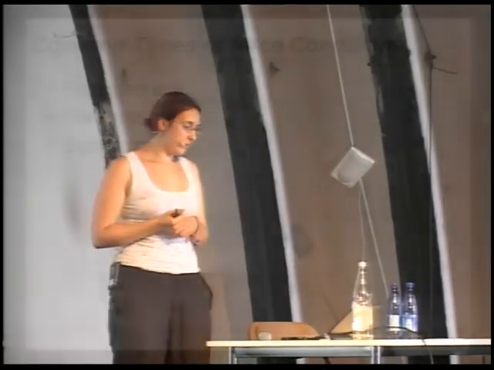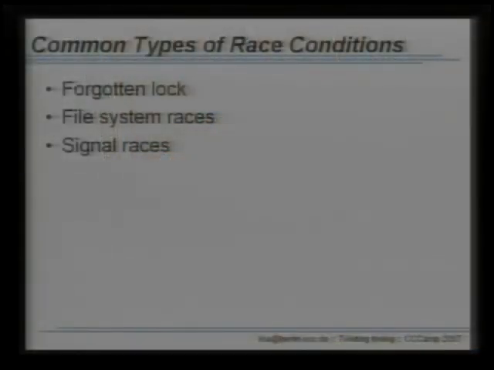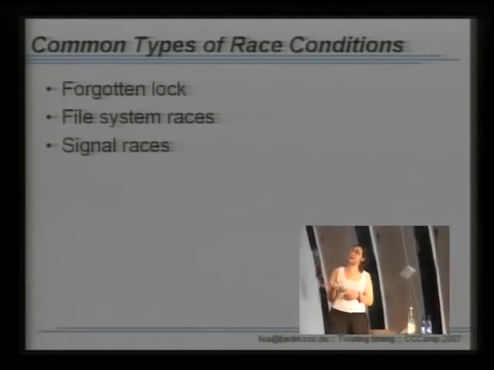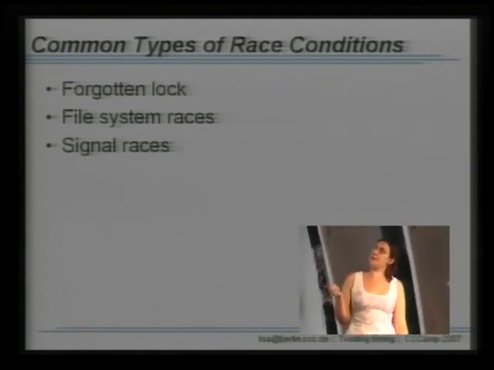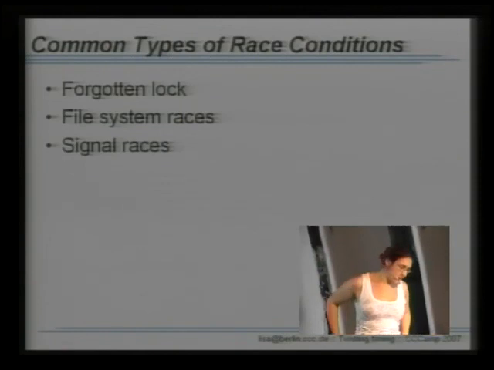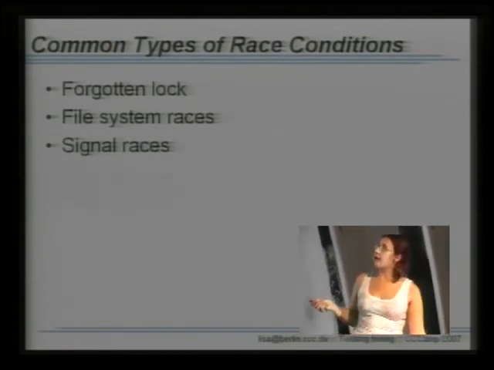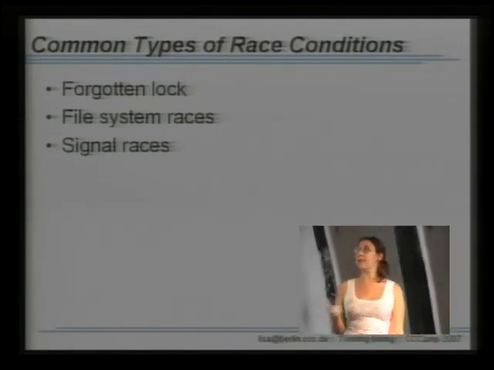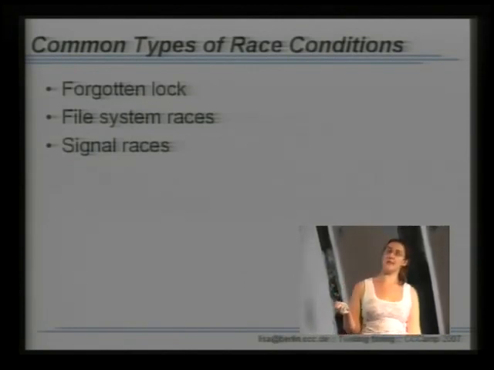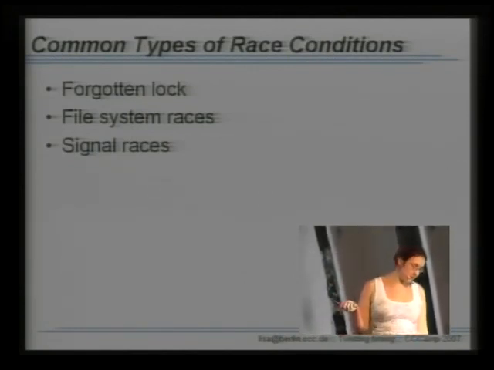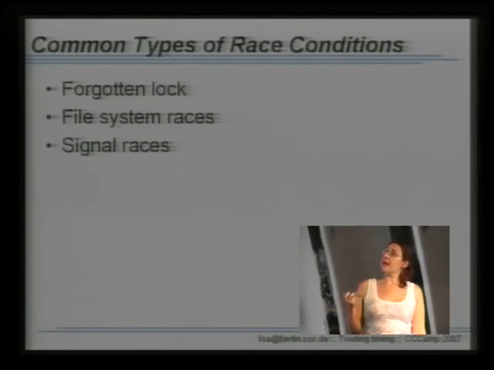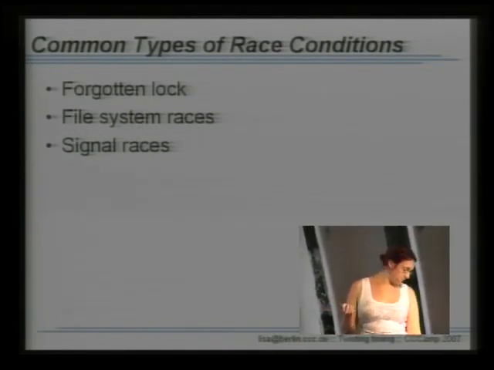Okay, race conditions can come in all kinds and forms, and we're actually going to see some that don't really fit into any pattern, but there are certain patterns when talking about race conditions. The first one is the forgotten lock, then we've got file system races and signal races, and I'm going to talk about each of these in turn and give examples of them.